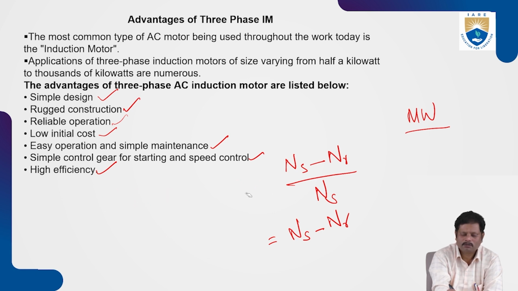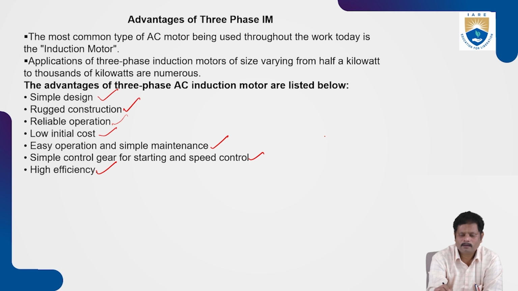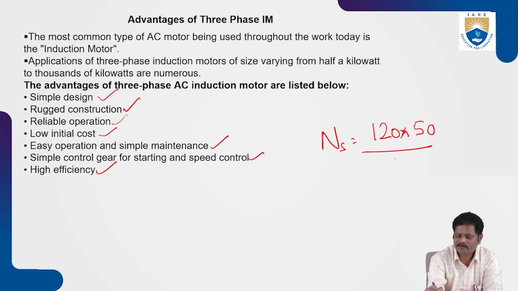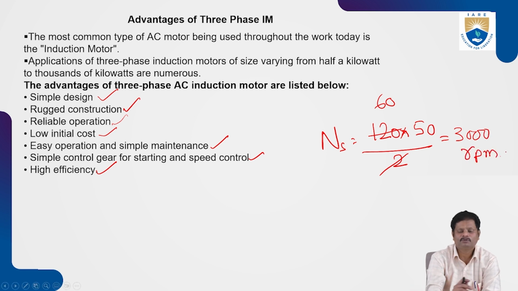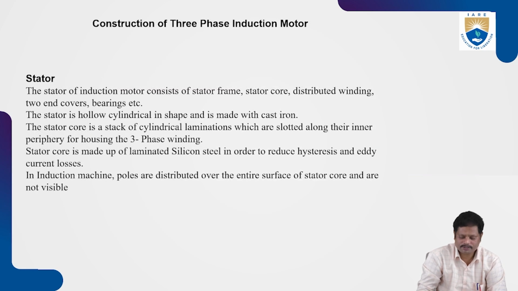Suppose a two-pole machine with 50 Hz supply frequency runs with synchronous speed 120 into 50 divided by 2. It runs with 3000 RPM, revolutions per minute. It runs with 3000 revolutions per minute.